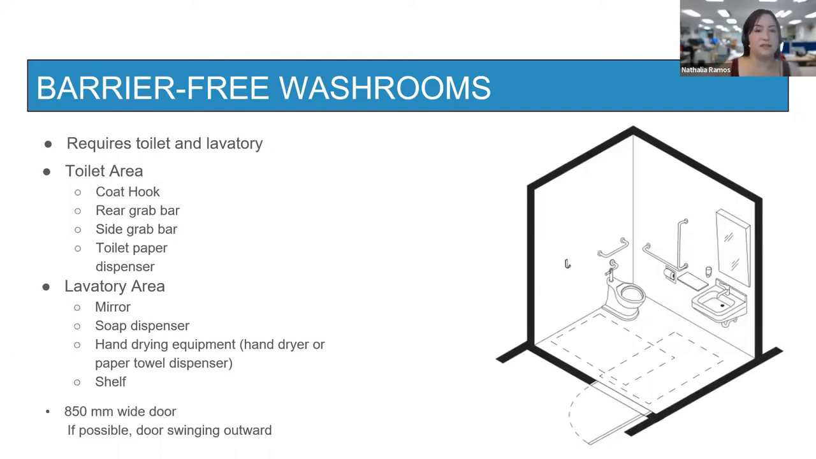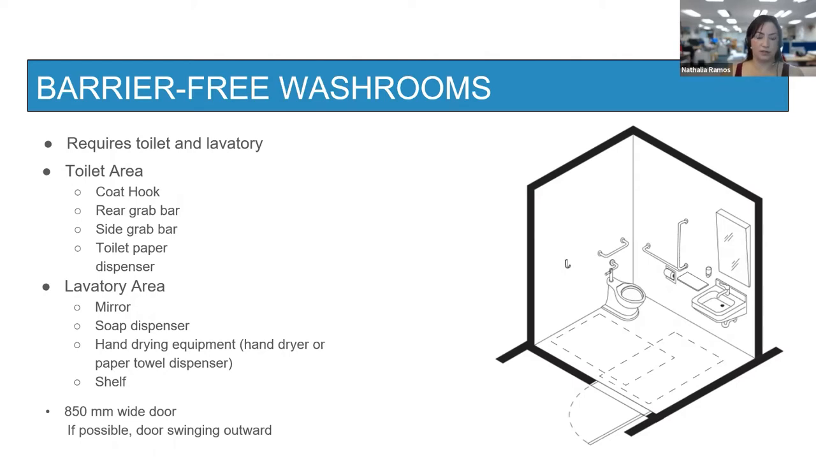So basically, a barrier-free washroom requires a toilet and a lavatory. In the toilet area, you need to have a coat hook, a rear grab bar, a side grab bar, and a toilet paper dispenser. And in the lavatory area, you need to have a mirror, soap dispenser, and hand dryer equipment. It can be a hand dryer or a paper towel dispenser. You don't actually need to have both. And also a shelf.